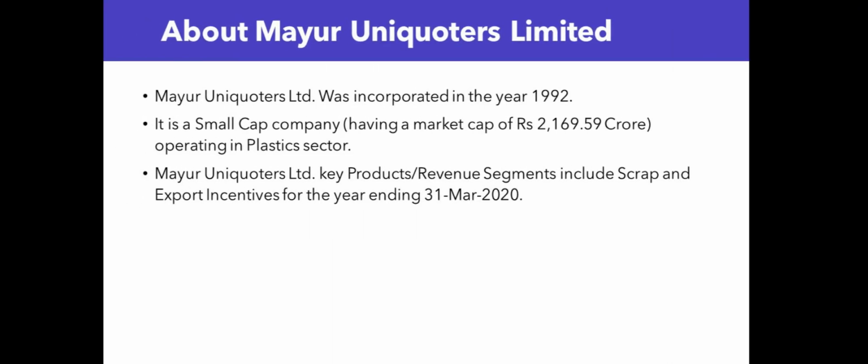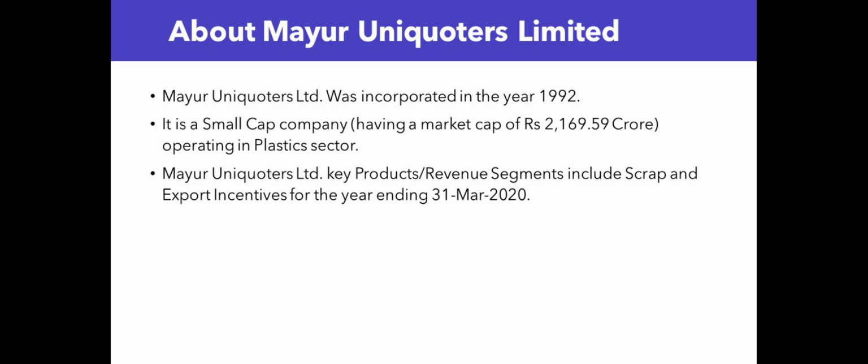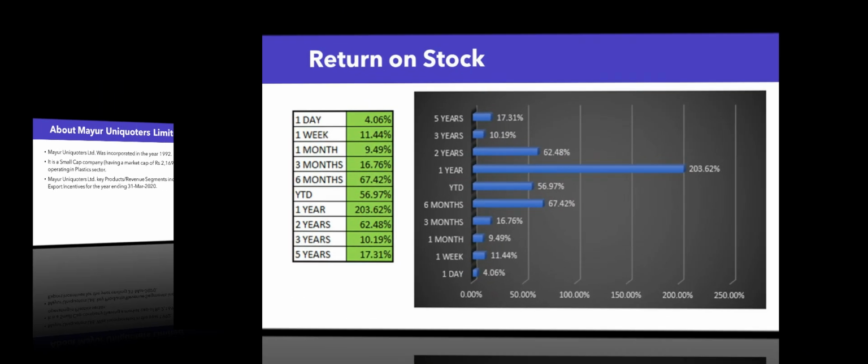Moving on, let's see what Mayur Uniquoters is all about. It was incorporated back in the year 1992. It is a small cap company operating in the plastics sector. This company's revenue segments include scrap and export incentives. So let's look at the returns now.